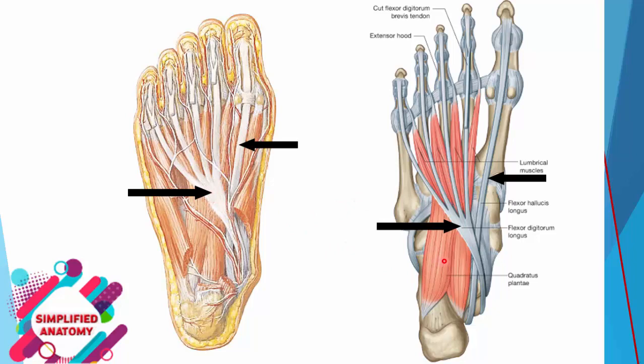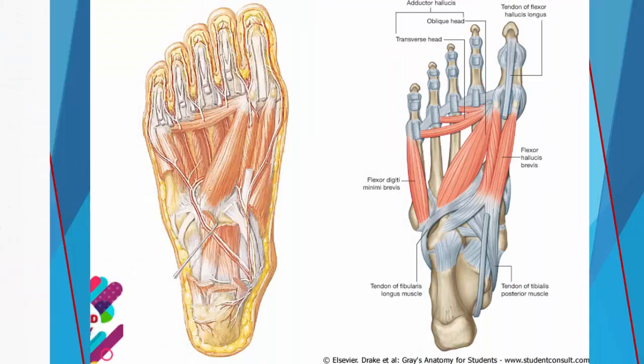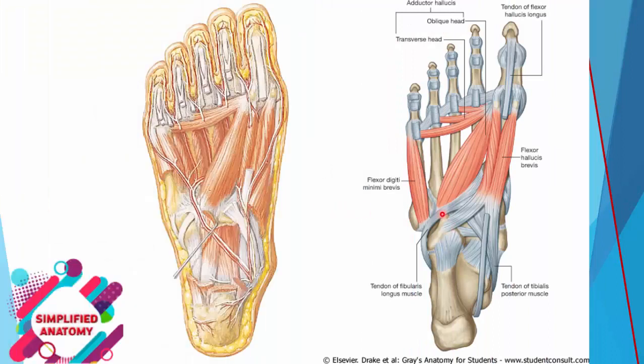And there are two other muscles. Like this muscle, it's called accessory flexor digitorum accessorius, and these muscles are called lumbricals: first, second, third, and fourth lumbrical muscles. After we remove these long tendons, we will find the third layer.